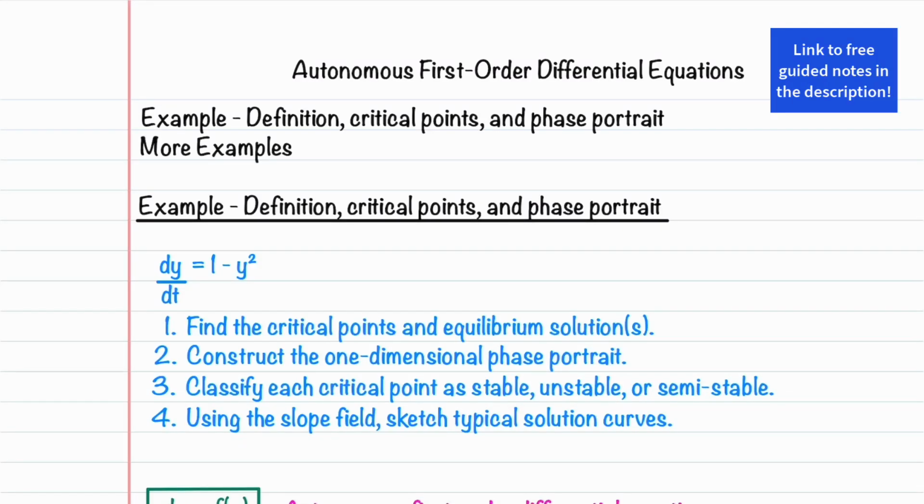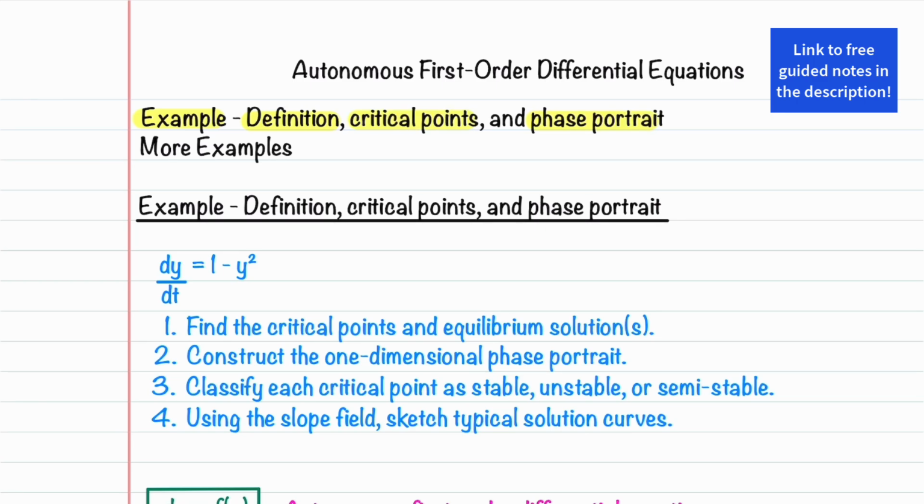In this video, we're going to learn about autonomous first-order differential equations and how to analyze their solutions without having to solve the equation. We'll start by walking through an example to see what makes an equation autonomous, see how to find the critical points, and then construct a phase portrait.